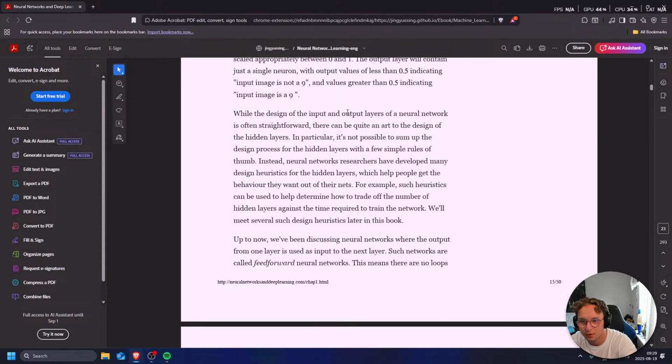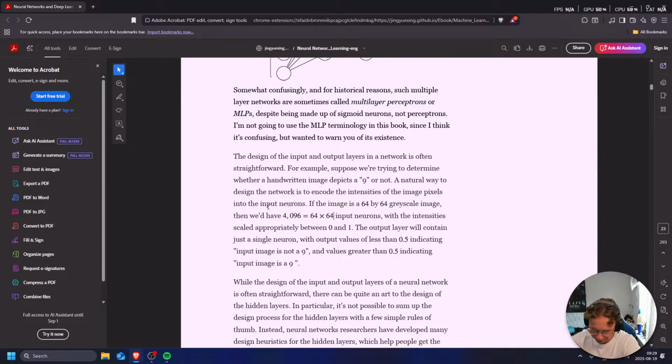While the design of the input and output layers of a neural network is often straightforward, there can be quite an art. I actually want to write this down because this gives you a very basic idea of how it works. So I'm gonna do that.